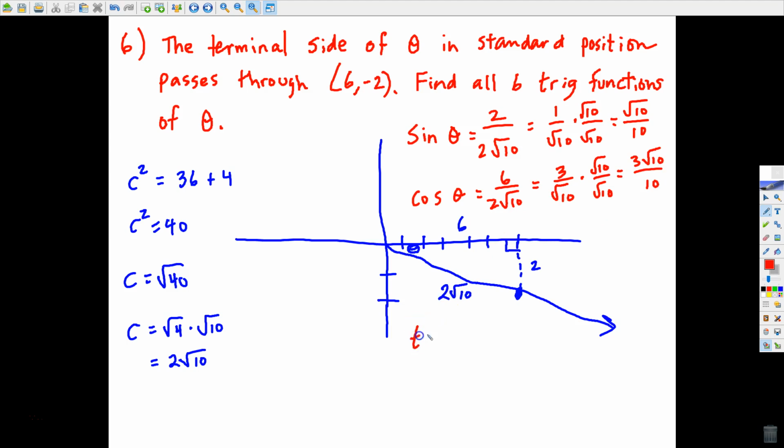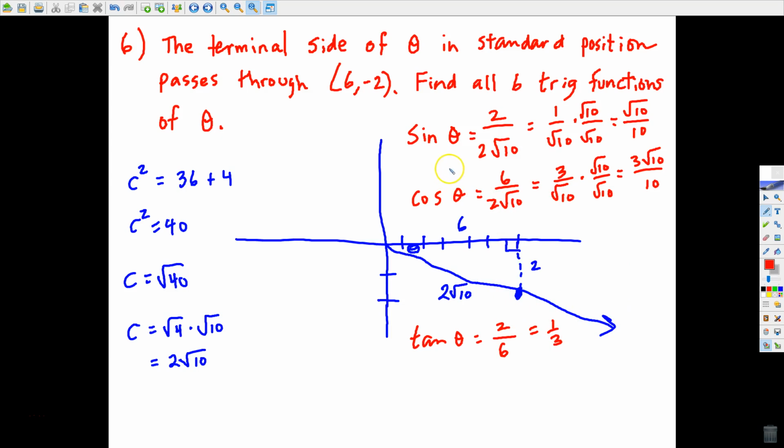And we'll come down here and do tangent theta. All right, so for theta, the tangent will be the opposite side, which is 2, divided by the adjacent side, which is 6. Reduced, that's 1/3.